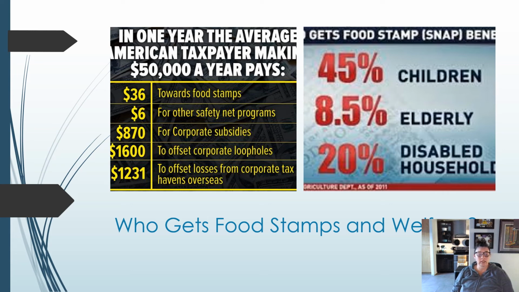So it costs us approximately $4,000 a year for an average worker who makes about $50,000 a year to subsidize corporations, and it costs us about $45 a year to subsidize children, the elderly, and the disabled to eat. What that means essentially is that we have a very strong, healthy corporate welfare system, and we have a fairly weak and minimal welfare system for those who are at the most risk of starvation.